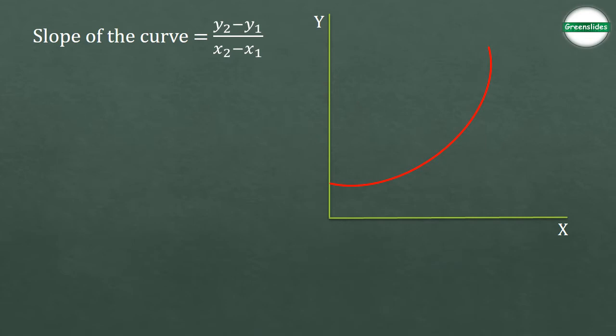Now there is something tricky. We have a curve instead of a straight line. Let's mark 2 points on it and join them. Can we calculate the slope of the curve using these 2 points and the formula on the screen? No. Because if we do so, we will end up calculating the slope of this white line, not the curve, right? Now let's bring these points closer.